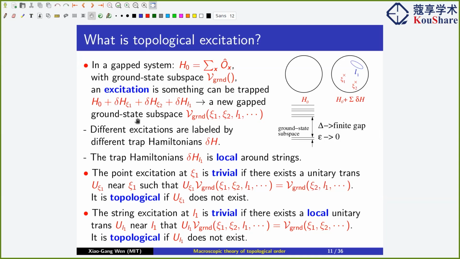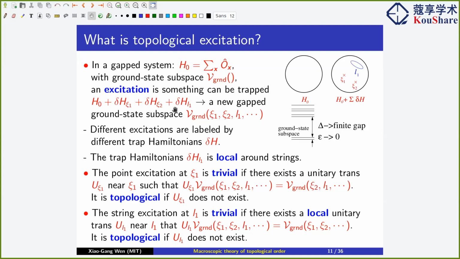So this delta H describes a trap. The trap may be just some kind of local Hamiltonian near a point, and maybe near a loop. So this L can be a loop. So we modify the Hamiltonian along a loop. So my trap can be a loop. Then that defines a string excitation. Okay.